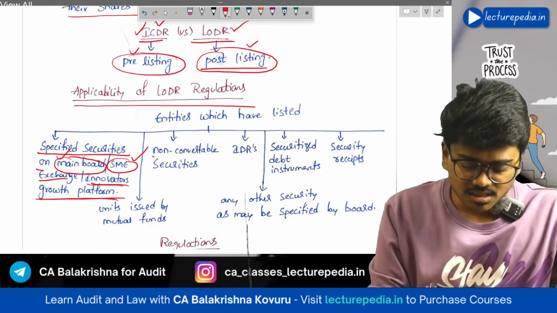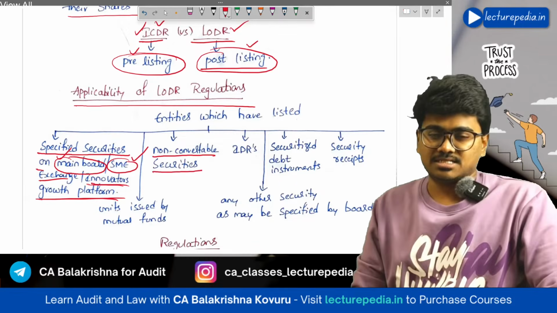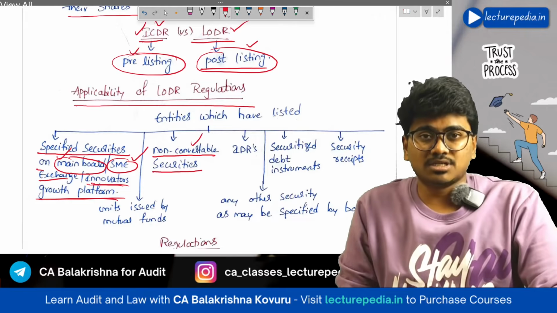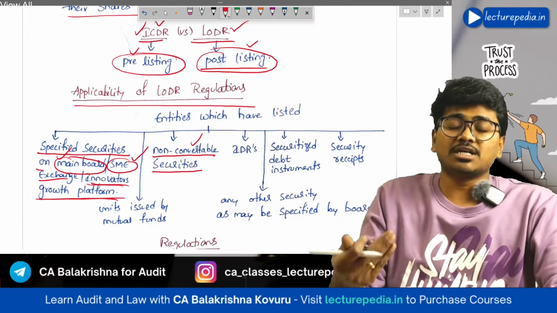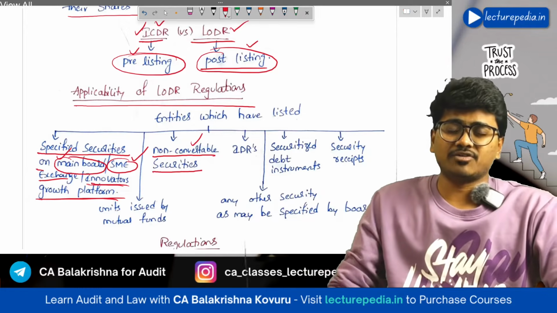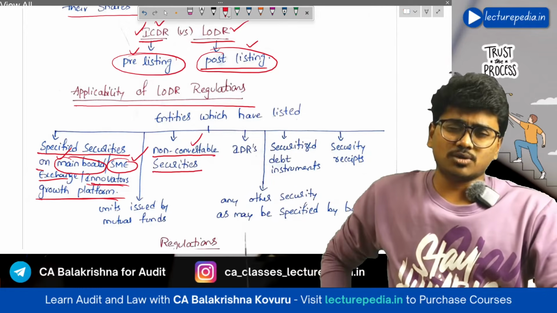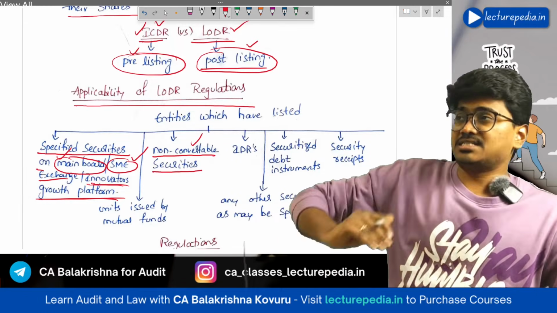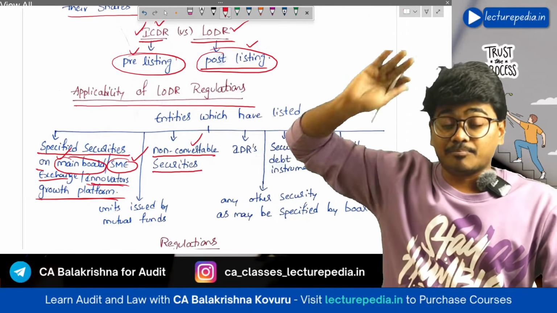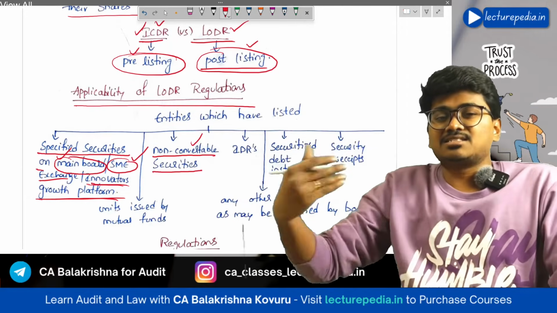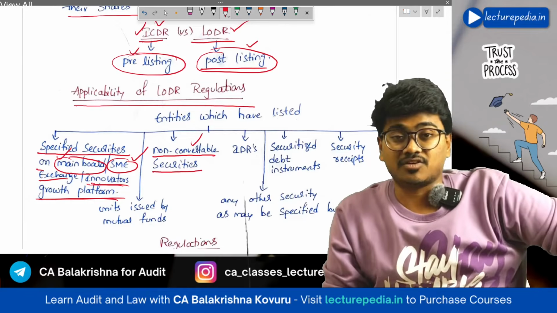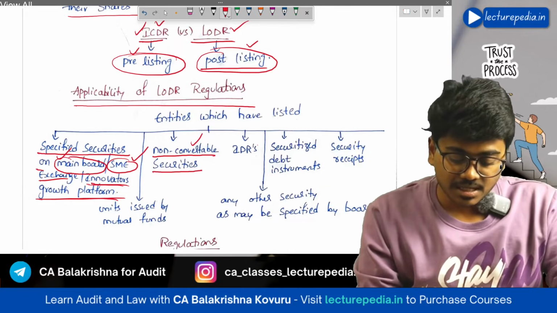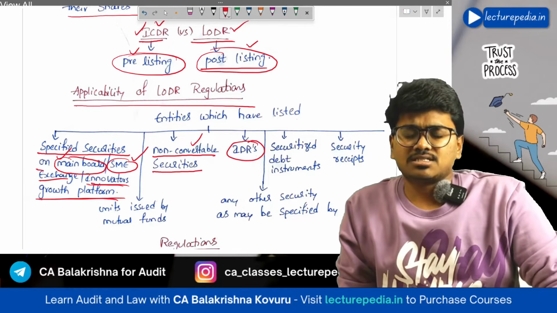Next, non-convertible securities. Okay, if the company lists its non-convertible securities, they can be non-convertible debentures or non-convertible preference shares, whatever the security might be. If it is a non-convertible security and it has been listed on the stock market, then for such a company which has listed its non-convertible securities on the stock market, LODR regulations will be applicable. Next, IDRs. What are these IDRs?